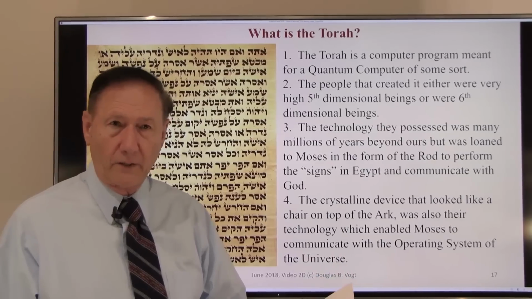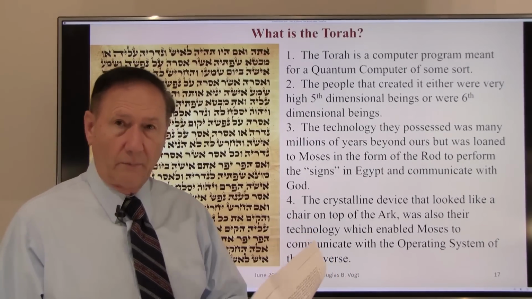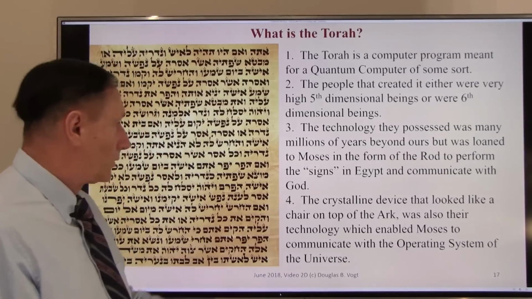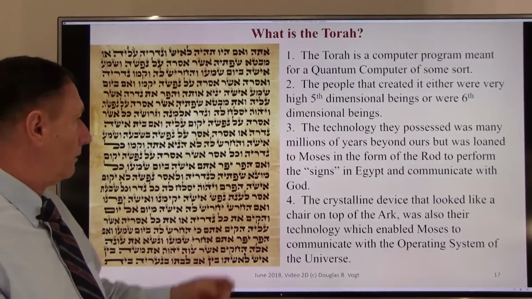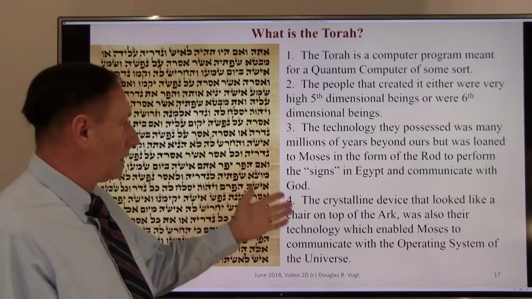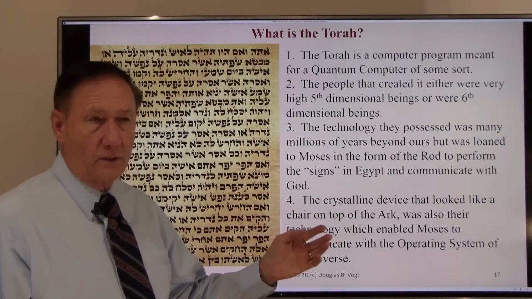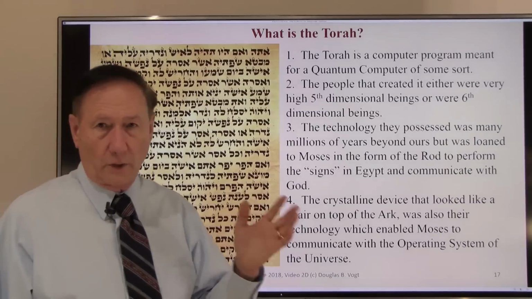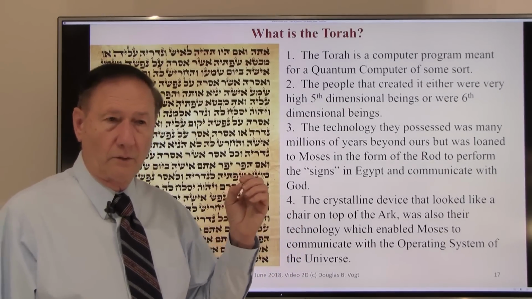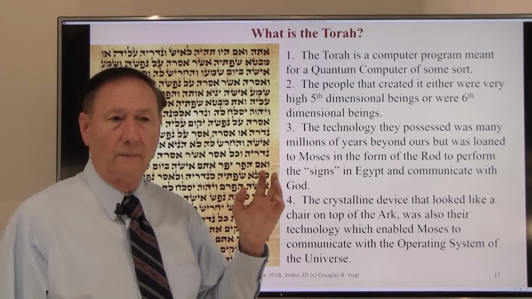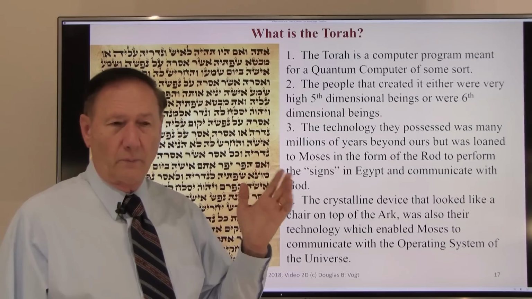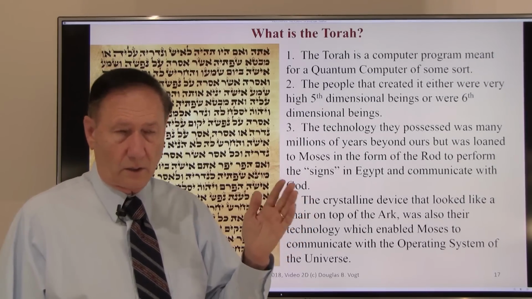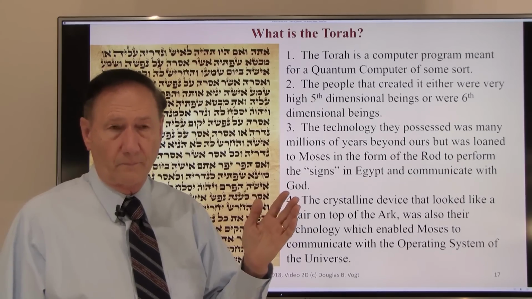They had a device that enabled them to communicate with the operating system. The crystalline device, on top of the Ark of the Covenant, there was a device. If you read the legends carefully, it looks somewhat like a modern chair. When you see the video on, I think it's volume 3 of the book on the Exodus, you'll actually see what I think this thing looked like. It's the closest description that anyone's ever gotten.